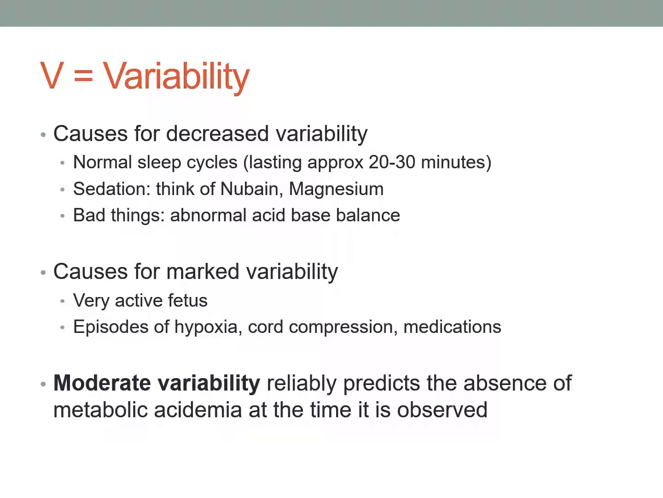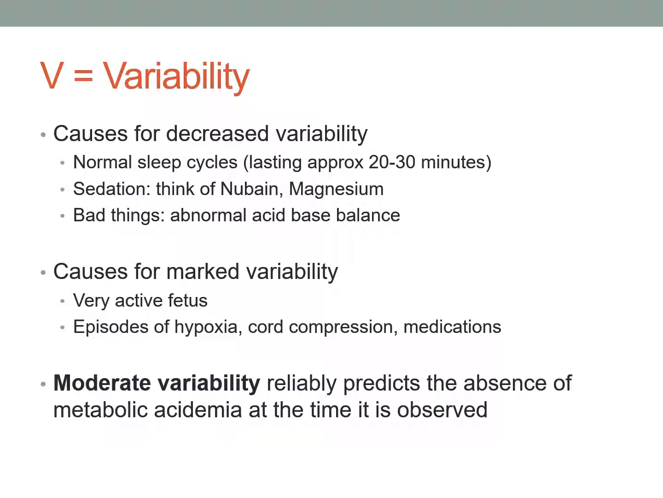If you've given any kind of sedation to mom, it's going to sedate the baby a bit too. So if you've given Nubain or Stadol for pain, think of what magnesium does to patients. Most of you have probably seen a patient on magnesium. Usually that makes moms lethargic. It kind of does the same thing to baby. Steroids, interestingly, can decrease variability in babies some as well. And then also bad things happening decrease variability, like an abnormal acid-base balance. You might see moderate variability go away and get minimal or absent if it's due to acidosis.